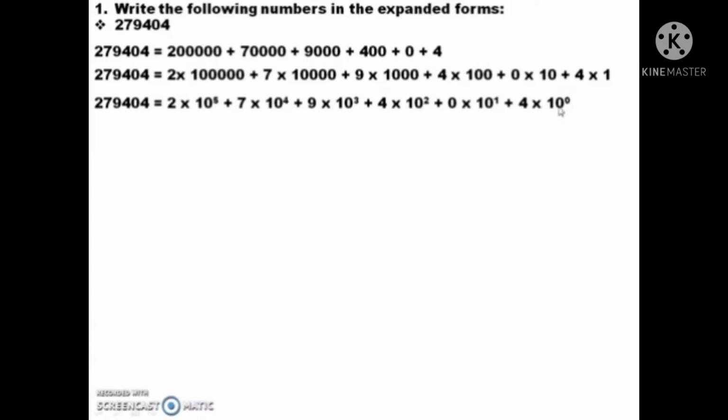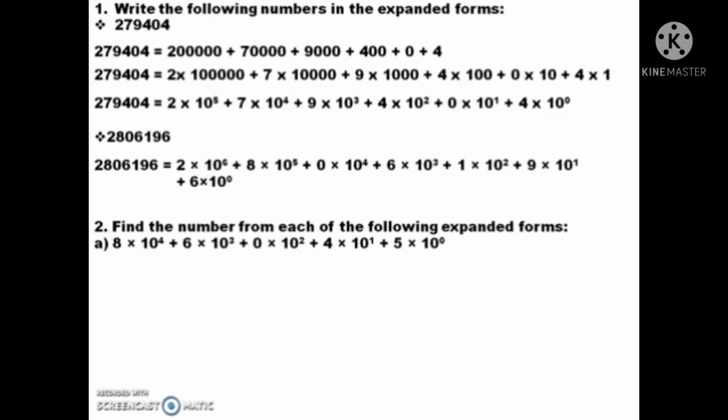Students, now you are thinking, what is 10 raised to 0? In the sixth law of exponents, you have learned that any number raised to the power 0 is 1. So, 10 raised to 0 is 1. So, 2 into 10 raised to 5, 7 into 10 raised to 4, 9 into 10 raised to 3, 4 into 10 raised to 2, 0 into 10 raised to 1, 4 into 10 raised to 0. This is the expanded form which a class 7 student should know.